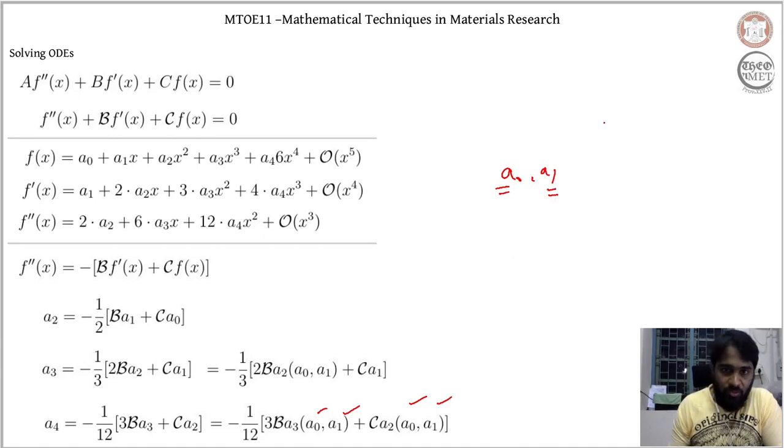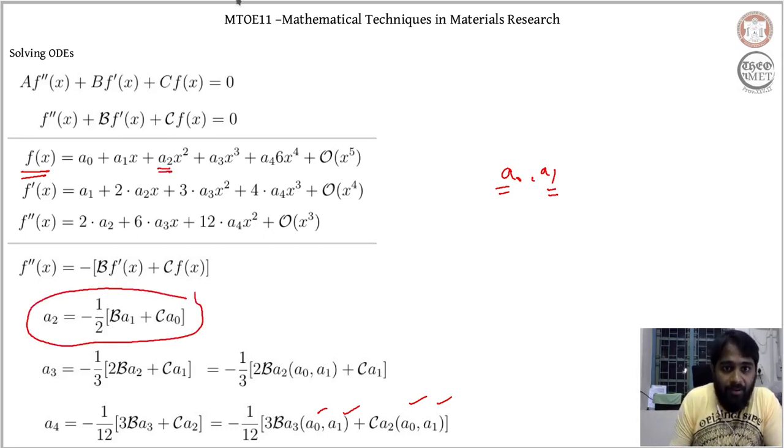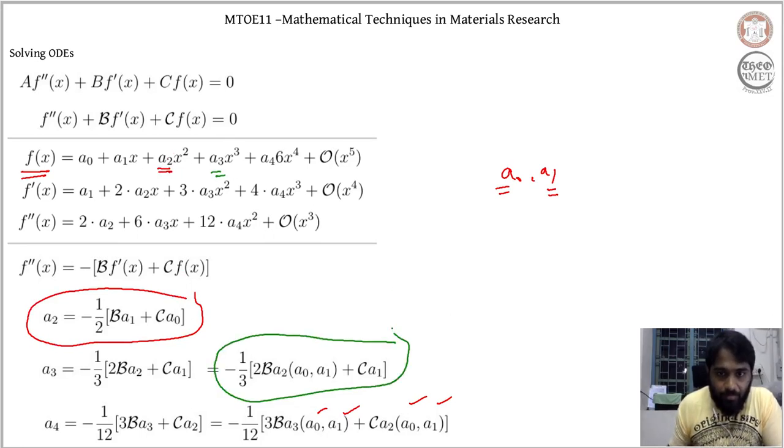Now if I am able to substitute all these terms into my f of x, if I replace my a2 with this term, my a3 with this term and my a4 with this term here, then I will be able to arrive at a solution for the original problem here.